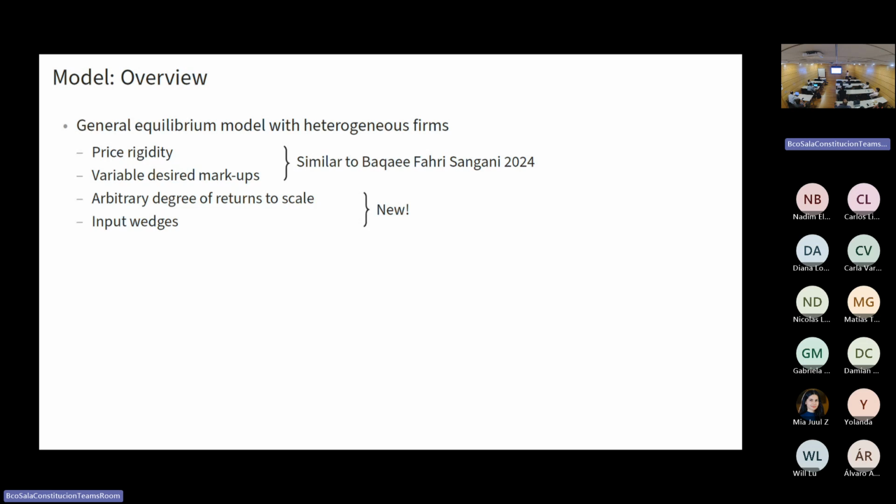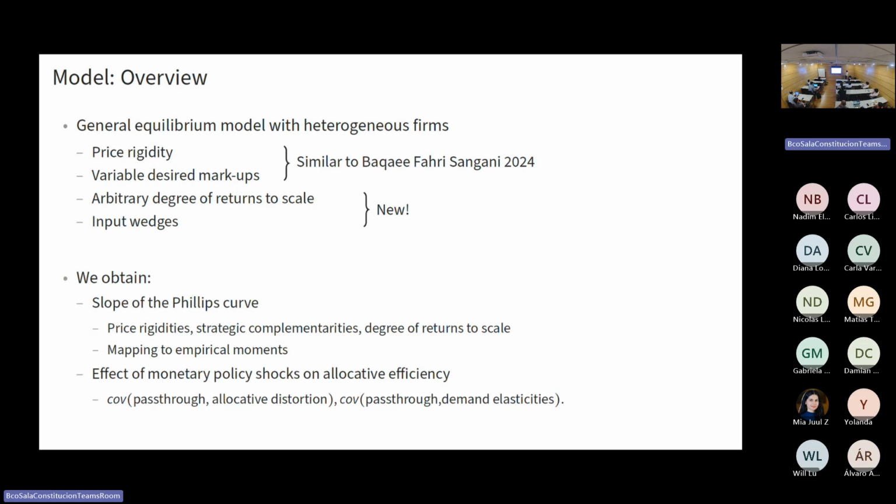What we want to capture is what we're going to call distorted economies. These firms are going to have arbitrary degrees of returns to scale, to capture the idea that the technologies that firms in the developing world have are perhaps less scalable. And we're going to have input wedges to capture the notion that the macro development literature has documented that different firms pay different prices for the same inputs. So we're going to capture that.